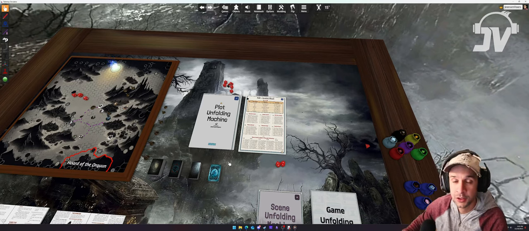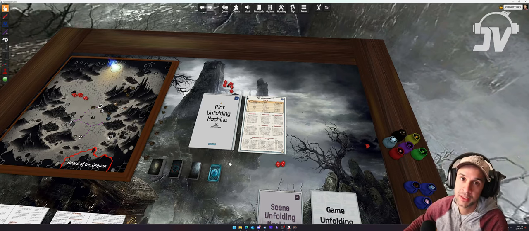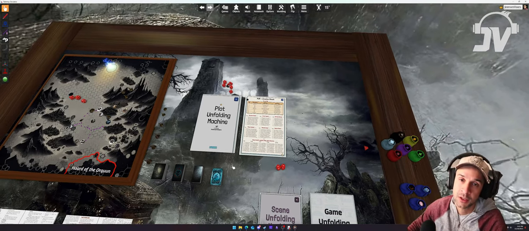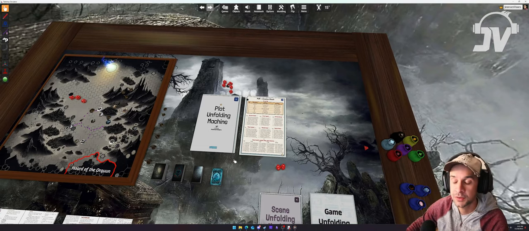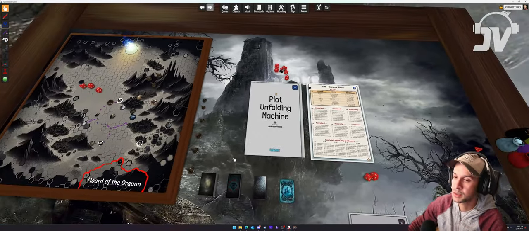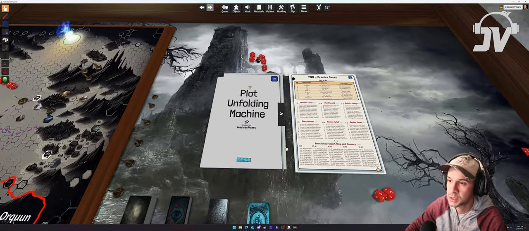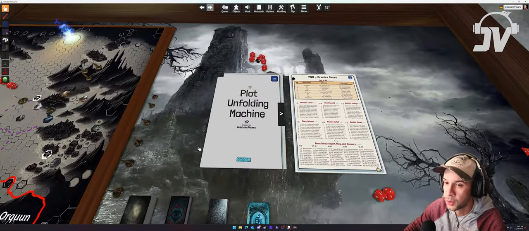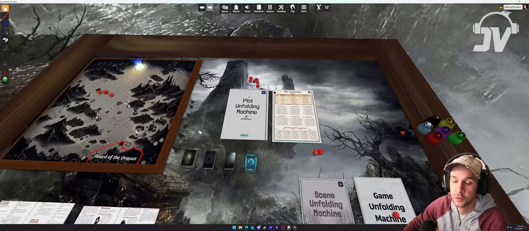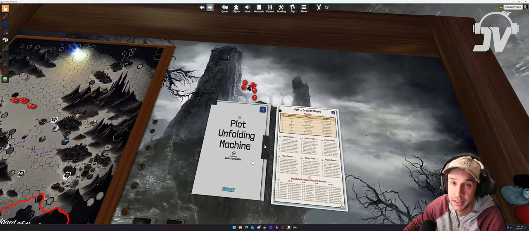After that very short introduction, we can take a look at what is specific about the Plot Unfolding Machine and how it achieves this. On the screen you see Tabletop Simulator, because it's how I represent the board and where I play, but feel free to print this game or play it in any other tool. It's just a set of rules for you.